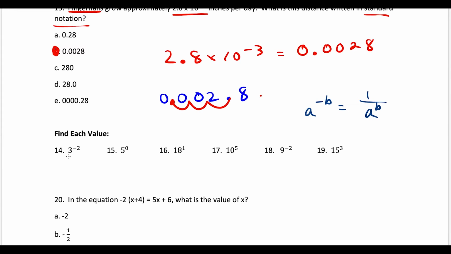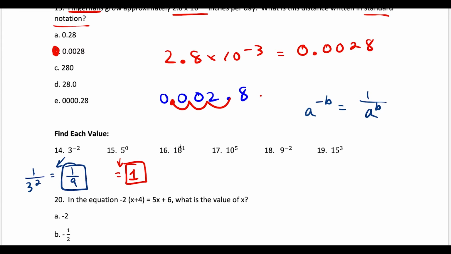So question 14, I could rewrite this as 1 over 3 to the second power, and that's 1 over 3 times 3, which is 1/9. So this is our solution to 14. Now for 15, just know any positive number to the 0 power is equal to 1. So this one here, we could just say is equal to 1. And there's our solution to 15.